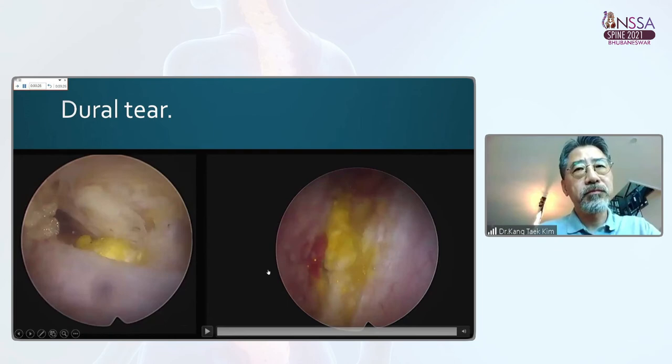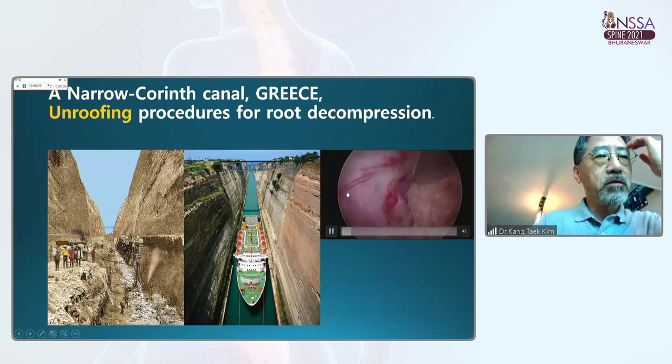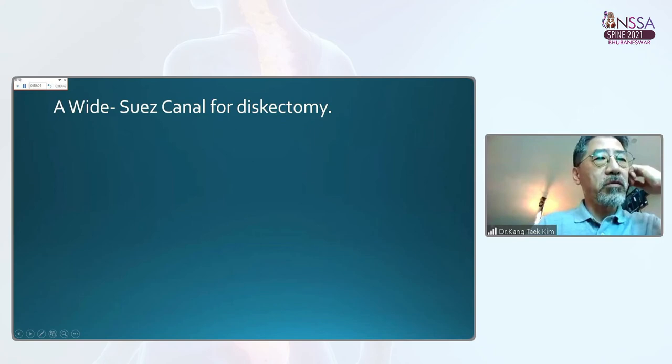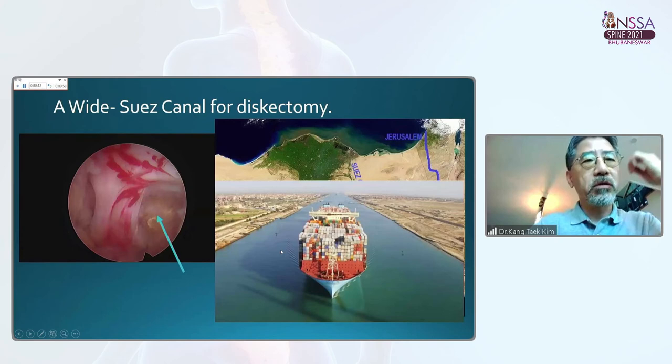The strategy depends on pathology. In the case of foraminal stenosis, just undercutting is enough for lateral decompression like this, the narrow corridor of the canal. But wide decompression, including pediculectomy, is required for discectomy like this, the Suez Canal.